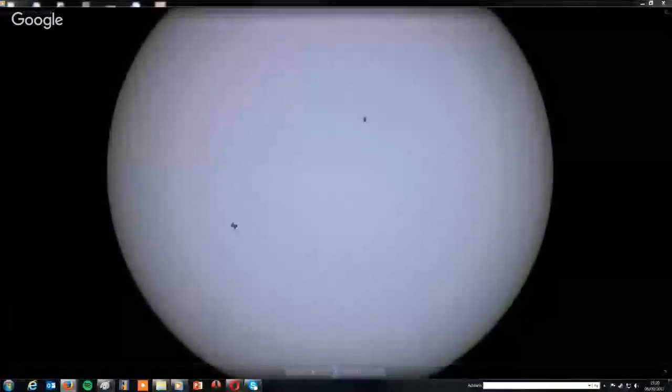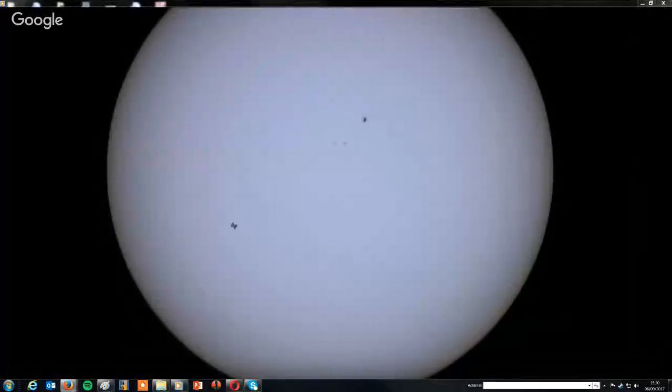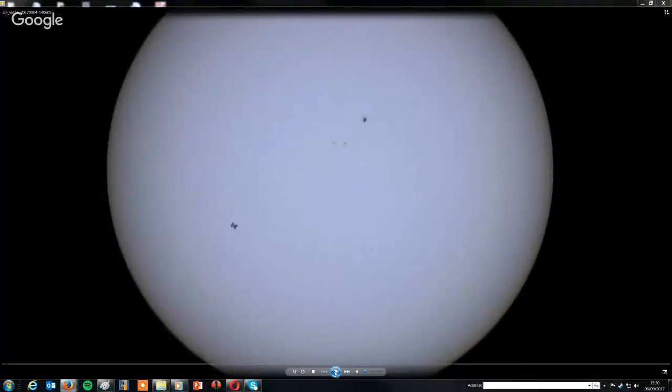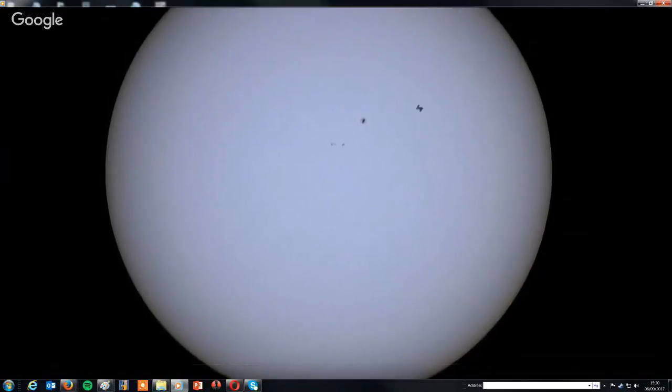So if I can play this, to show how good that's coming up here. I'm going to play this. You can see what looks to be the ISS traversing the sun. Now this, in all respect, was probably just over a second. If you'd have blinked, you'd have missed it. But there she goes.